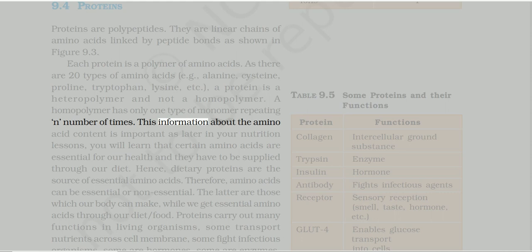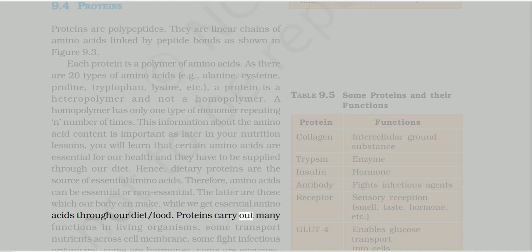This information about the amino acid content is important as later in your nutrition lessons, you will learn that certain amino acids are essential for our health and they have to be supplied through our diet. Hence, dietary proteins are the source of essential amino acids. Therefore, amino acids can be essential or non-essential. The latter are those which our body can make, while we get essential amino acids through our diet.